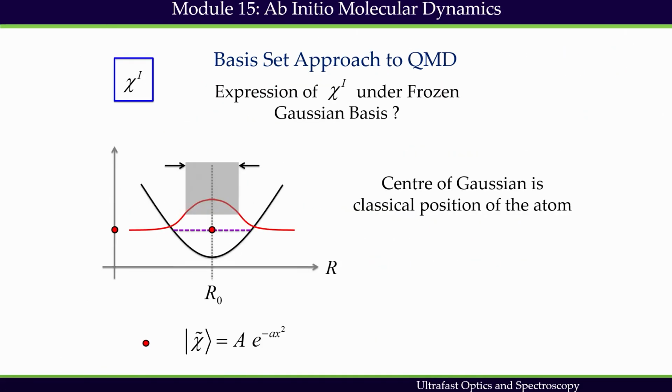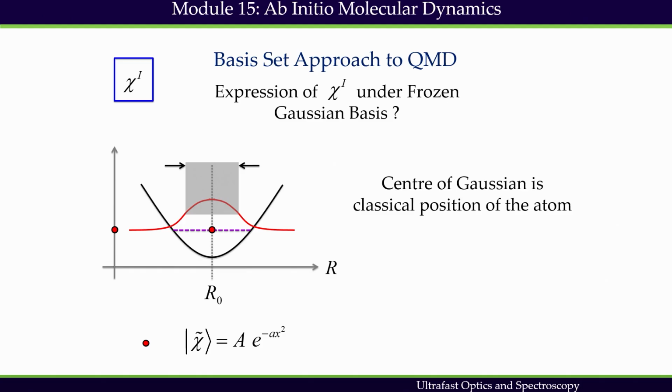So our next question is, how do we express the time dependent nuclear function in terms of a basis set? That's called the basis set approach to QMD, quantum molecular dynamics. What kind of basis set would be suitable to represent the nucleus? The kind of basis set which we have used in expressing the electronic wave function is atomic orbitals, which is nothing but a basis set, and there are many basis sets available. 6-31G is one of the commonly used basis sets to express the electronic wave function. But the question is, how do we express the nuclear wave function in terms of a basis set?